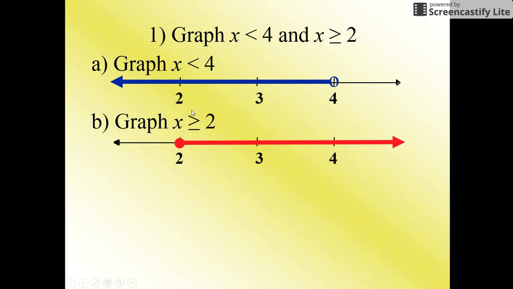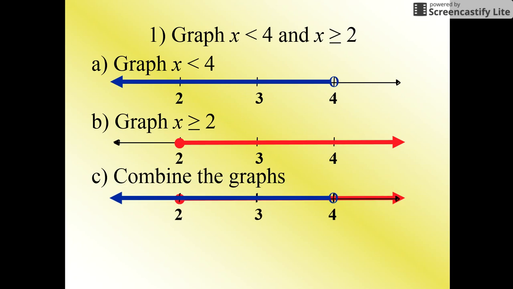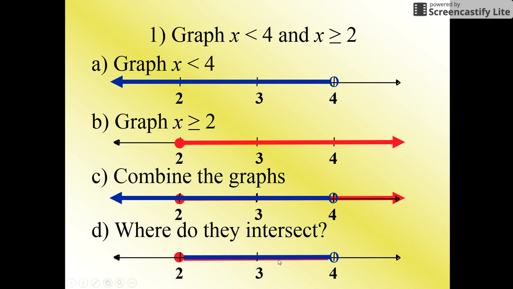Because it is an and statement, we need just the portions where the two intersect. Your final solution would be to combine the graphs where they intersect each other. You can see right here that if we overlap, between 2 and 4 is where they meet. Where do they intersect? Only between 2 and 4, with an open circle at 4.